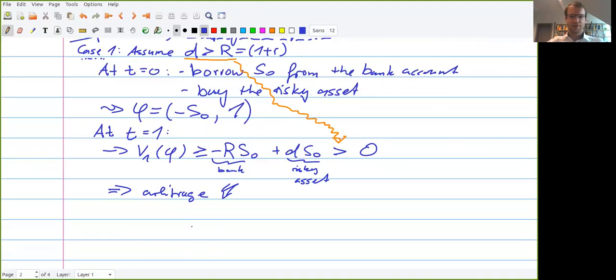Okay. Now, well, there are two inequalities which might not be true. So the second case is we assume U is strictly less than R. And well, you can repeat the argument by just swapping your positions and you get, again, an arbitrage. So you sell one risky asset, so short selling is allowed, and you put the rest in the bank account.